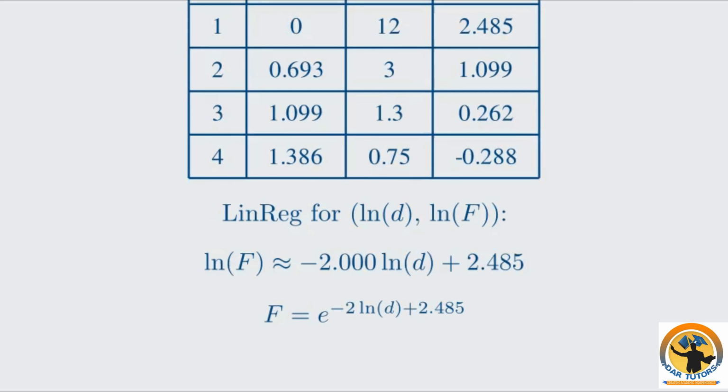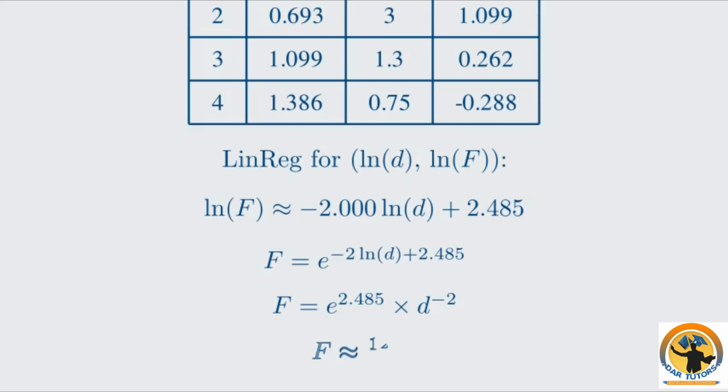To find the model for F, we exponentiate both sides. F equals e to the power of -2 ln D plus 2.485. This simplifies to F equals e to the 2.485 times D to the power of -2. Calculating e to the 2.485 gives us approximately 12. Therefore, the force F is approximately 12 divided by D squared. This model matches the theoretical inverse square law and confirms that our transformation method works perfectly for physical laws described by power models.